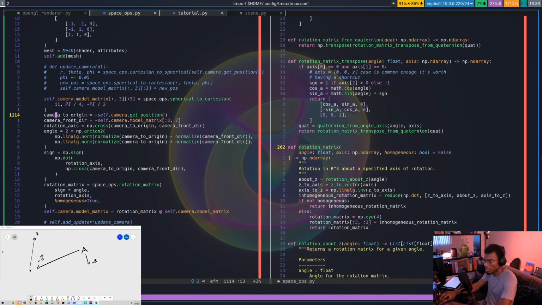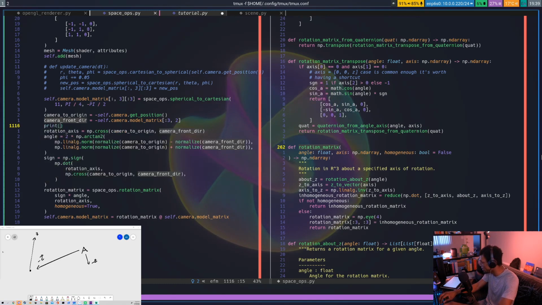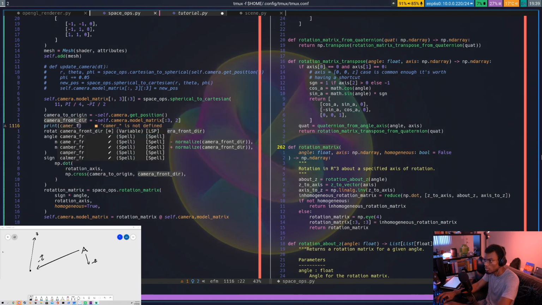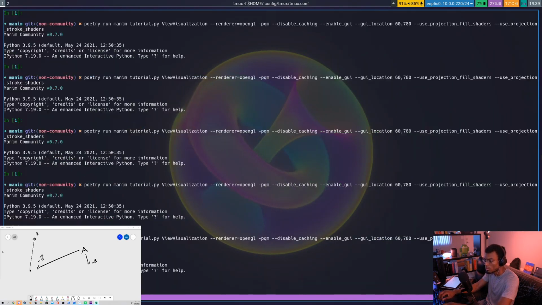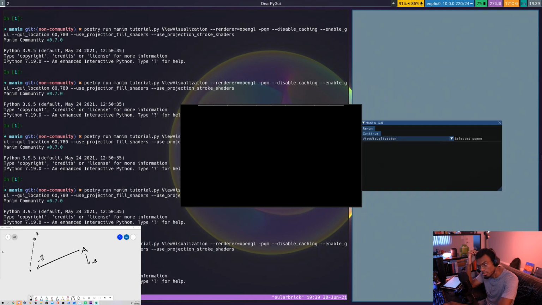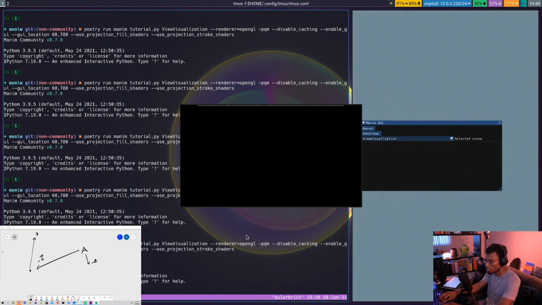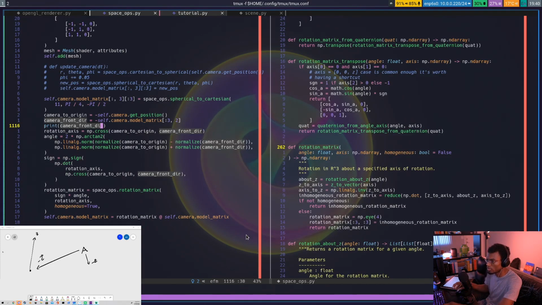Okay, so this is positioning the camera. Camera to origin. Take the camera's position vector, and I just negate that. The camera's front direction. This should be, at this point, it should be pointing straight down. And it is at that point of the code.